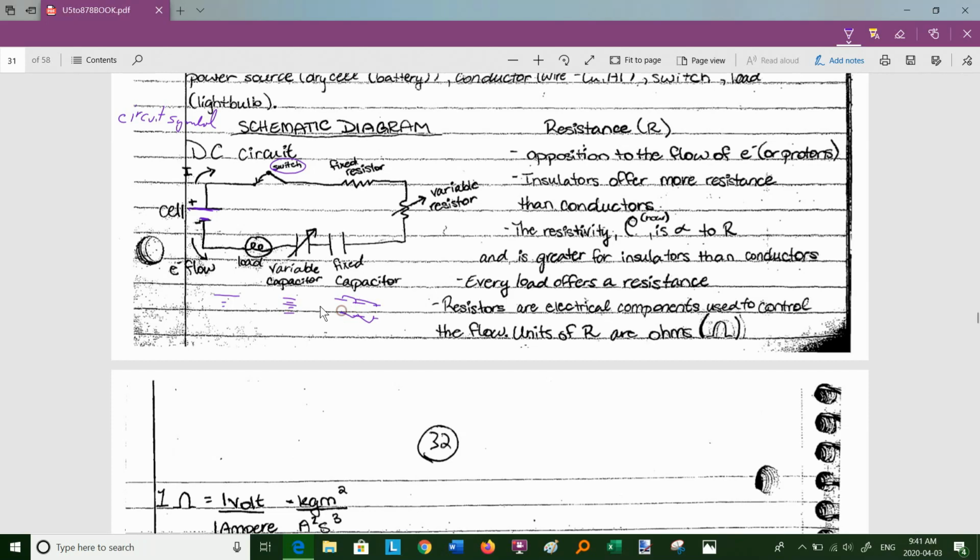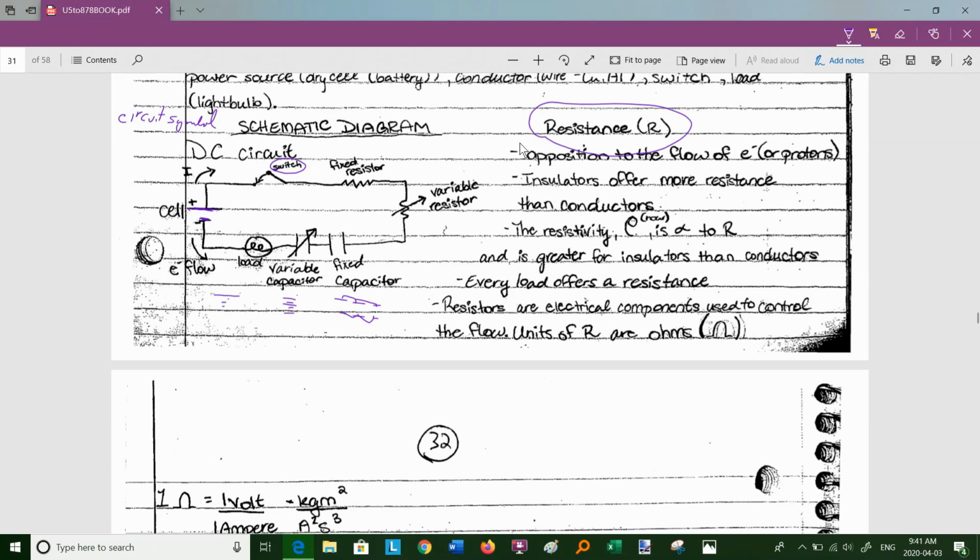Okay, and we'll get to some of those other ones as we go through. So let's focus on resistance now. I snuck it here on the right on page 31. So resistance is the capital letter R, and it is the opposition to the flow of electrons.